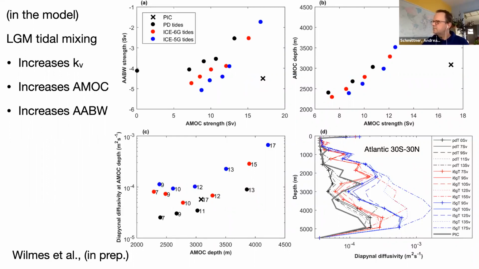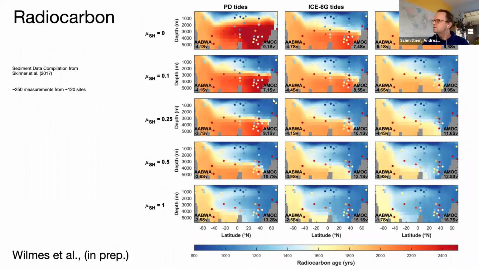Okay, let's see. So I was going to present some of the comparison to the LGM data, the sediment data. And this here shows the radiocarbon. So now, the matrix is essentially the same that I showed earlier for the overturning circulations, and now the colors are radiocarbon age. And the reddish, orange, red colors are older radiocarbon ages, and the bluer are younger ages.